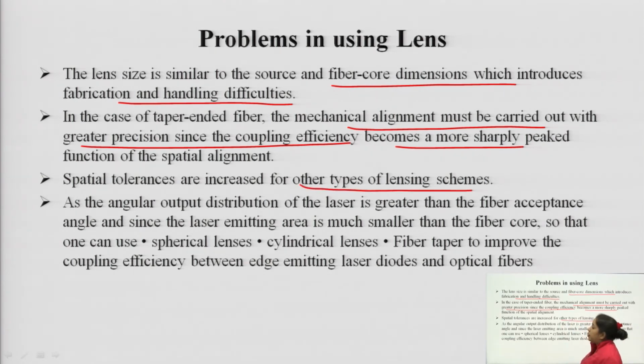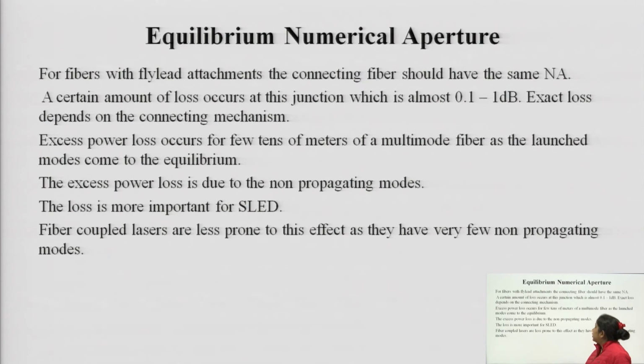So, these are the problems which can be faced when we use the lensing scheme and which have to be removed. Then comes the equilibrium numerical aperture. Equilibrium numerical aperture comes into existence because the fiber with a flylead attachment connecting the fiber should have the same NA. A certain amount of loss occurs in this junction, which is almost equal to 0.1 to 1 dB.